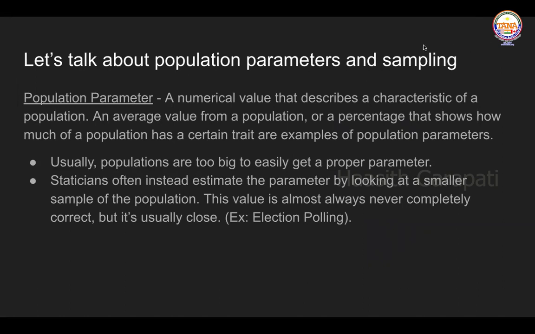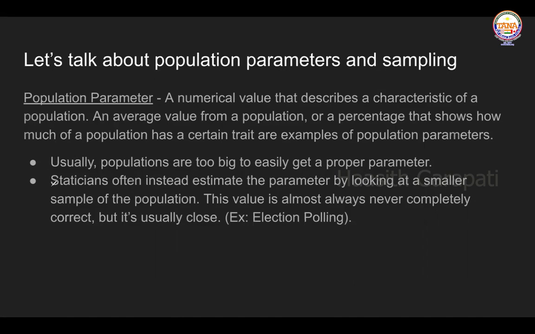Population parameters and sampling. We're going to continue with the logic questions. I'm going to give you a couple of definitions first. First of all, what is a population parameter? A numerical value that describes a characteristic of a population. This can be something like an average value, or a percentage that shows how much of a population has a certain trait. It's pretty simple, stuff like how many people within a population like cats, or how many people within a population like roses, things like that.